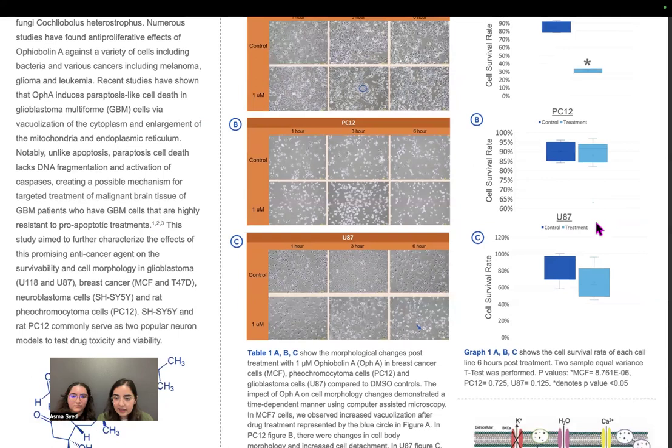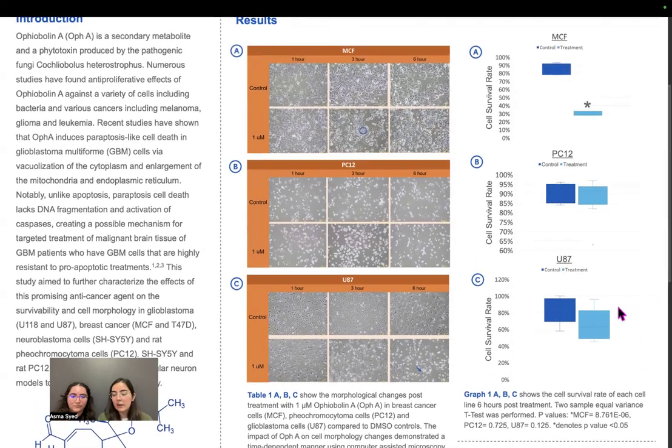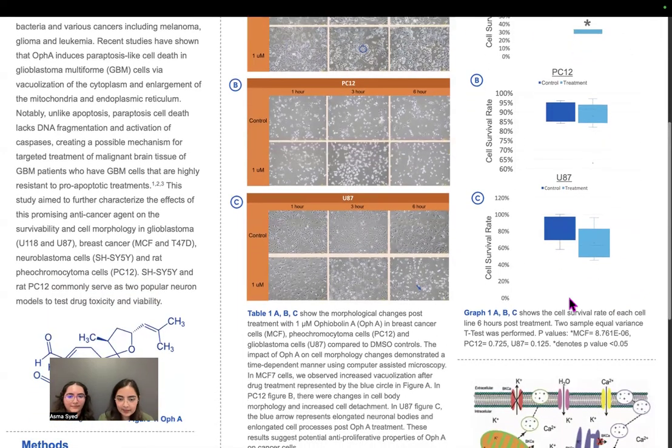And then in our U87 group, when we were looking at cell survival rates, there was not a statistically significant difference currently in our research, but in previous literature, there has been a significant reduction in survivability in glioblastoma cells.